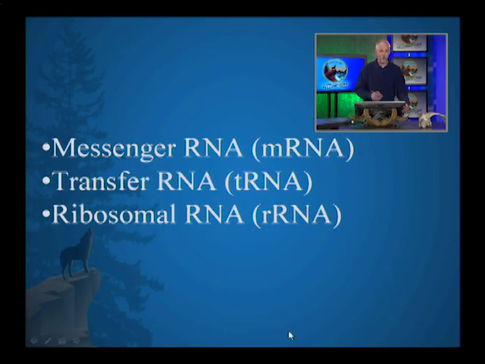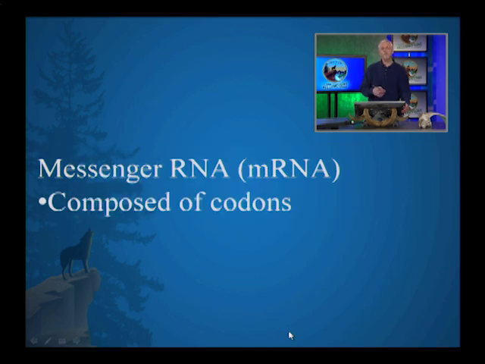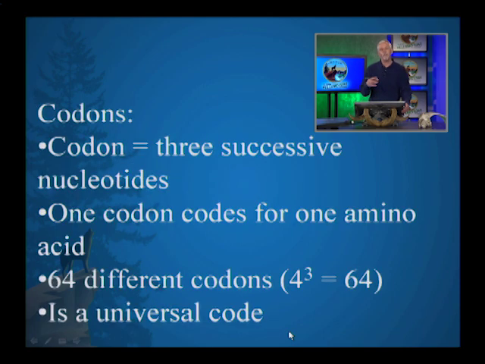So looking at RNA, there are many types of RNA. We're going to look at just a few types of RNA, those that are directly related to how proteins are made. So the first of these is what's known as messenger RNA, or mRNA. Messenger RNA is composed of codons, and a codon is a sequence of RNA composed of 3 successive nucleotides. So three nucleotides in succession form a codon. One codon codes for one amino acid.